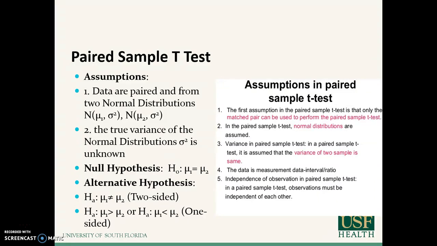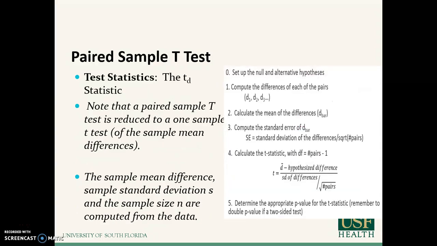So just go over the paired t-test, its assumptions. Data are paired and from two normal distributions, N(mu1, sigma squared) and N(mu2, sigma squared). And the true variance of the normal distribution sigma squared is unknown. And now the null hypothesis H0: mu1 equal to mu2. The alternative hypothesis can be HA: mu1 not equal to mu2, or HA: mu1 greater than mu2, or HA: mu1 less than mu2. And the test is a t statistic. So basically for the paired sample t-test, you get paired data, you calculate the difference of each pair. It reduces to one sample, and you actually just use the one sample t-test on that new sample.